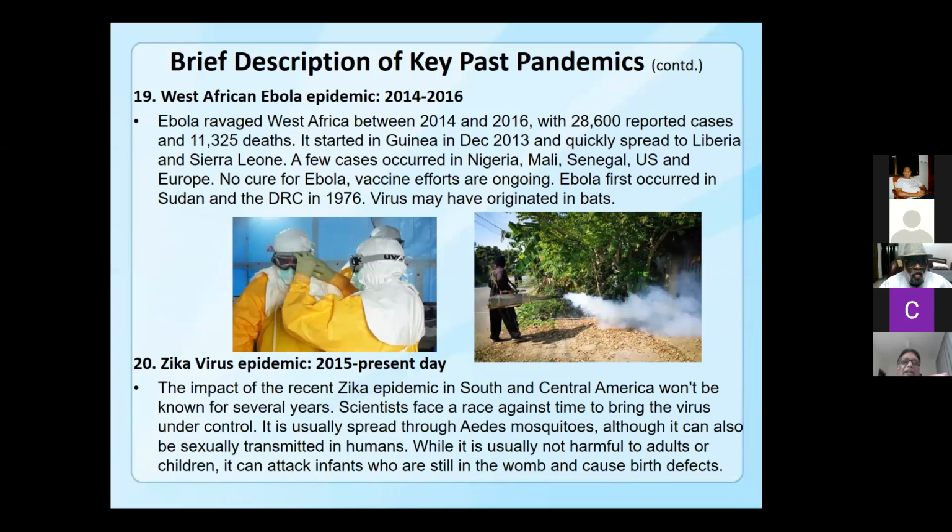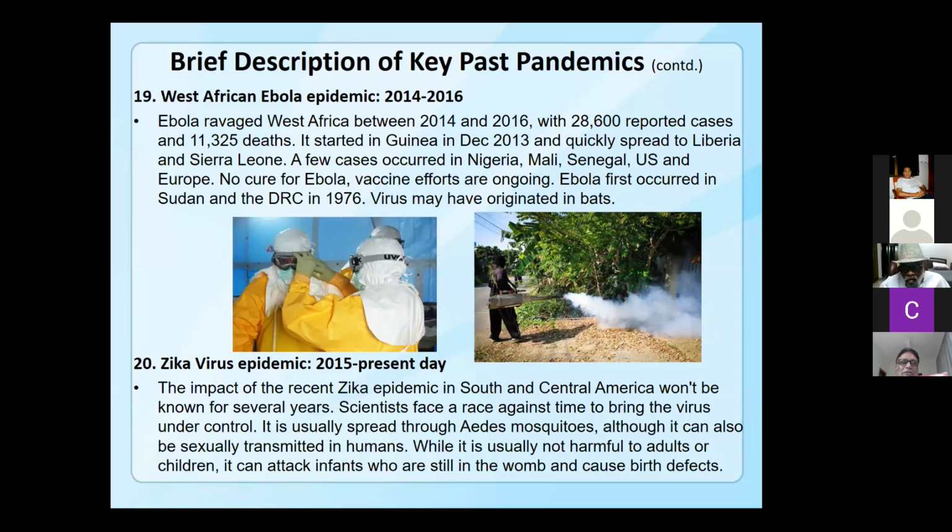West African Ebola epidemic in 2014 to 2016. Ebola ravaged West Africa between 2014 and 2016, with 28,600 cases reported and 11,325 deaths. It started in the country called Guinea in December 2013, and quickly spread to Liberia and Sierra Leone. A few cases occurred in Nigeria, Mali, Senegal, the US, and Europe.